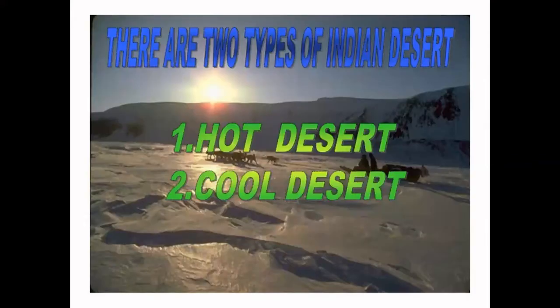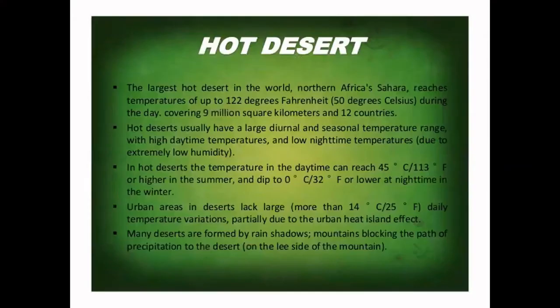There are two types of deserts that we find, not just the Indian desert. There are hot deserts and there are cool deserts. The largest hot desert in the world is the Sahara Desert. It reaches temperatures of 122 degrees Fahrenheit during the day, and it covers around 9 million square kilometers across 12 countries.